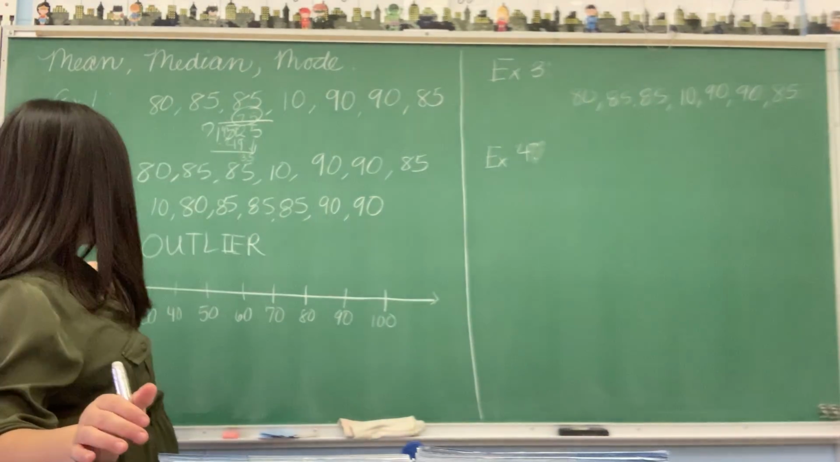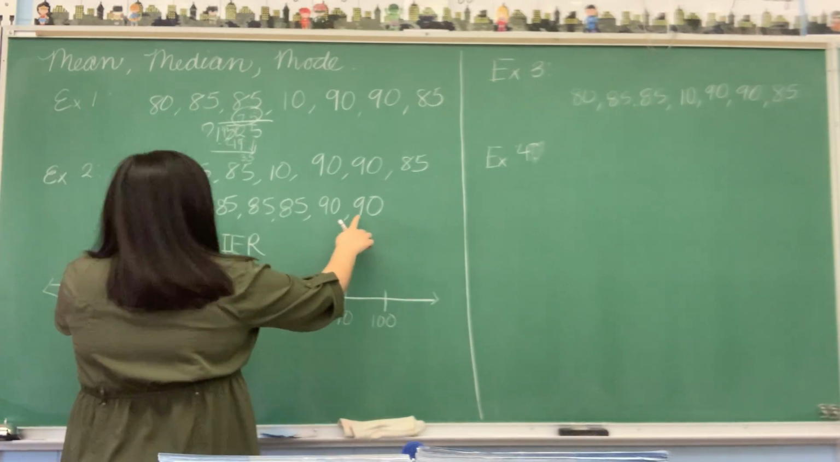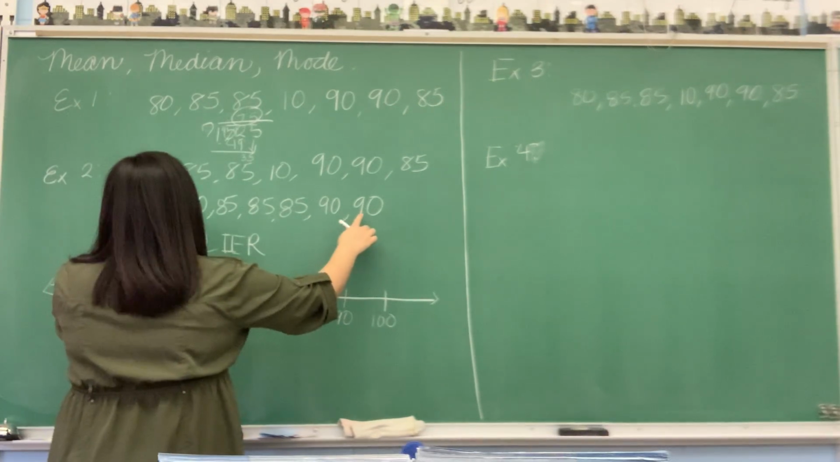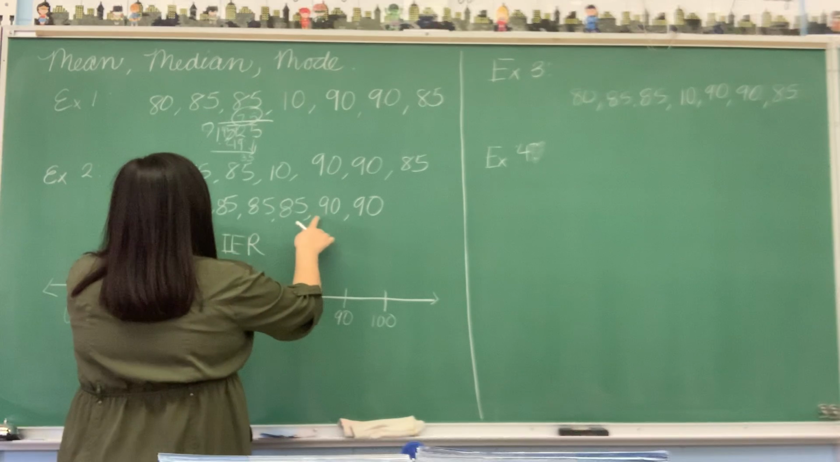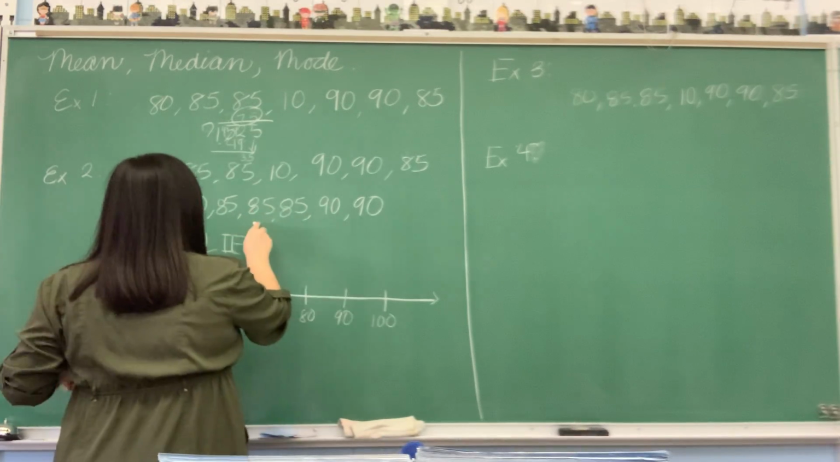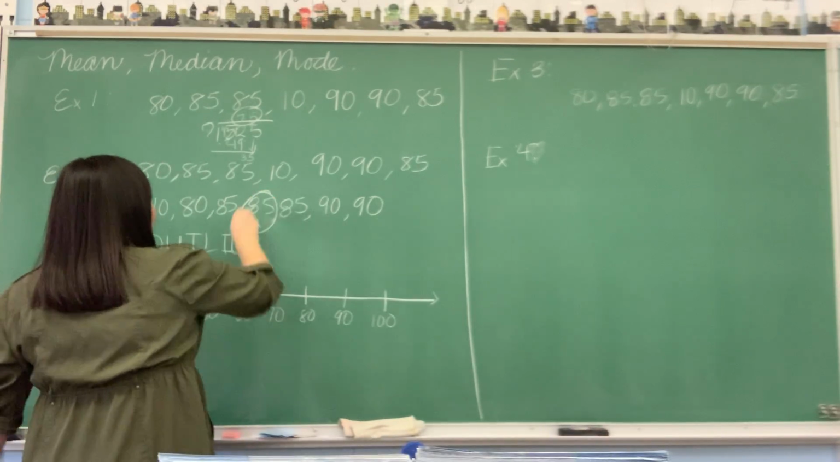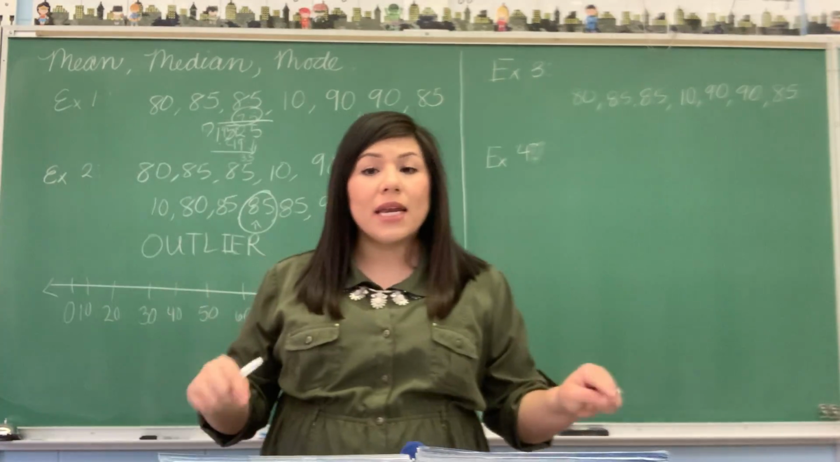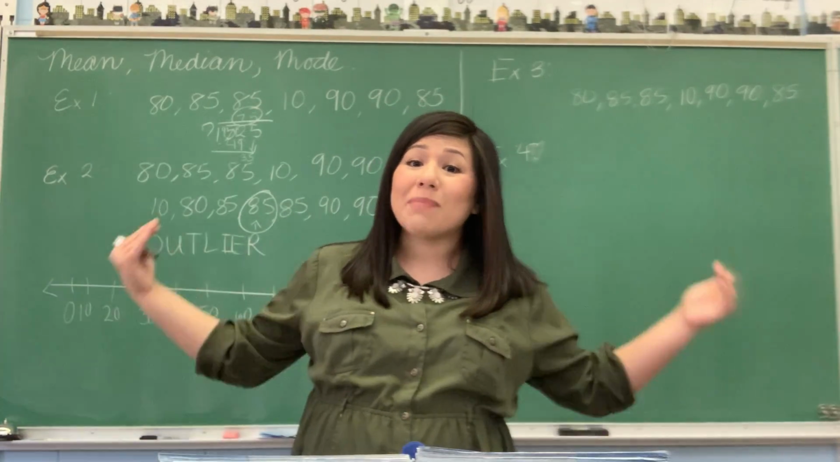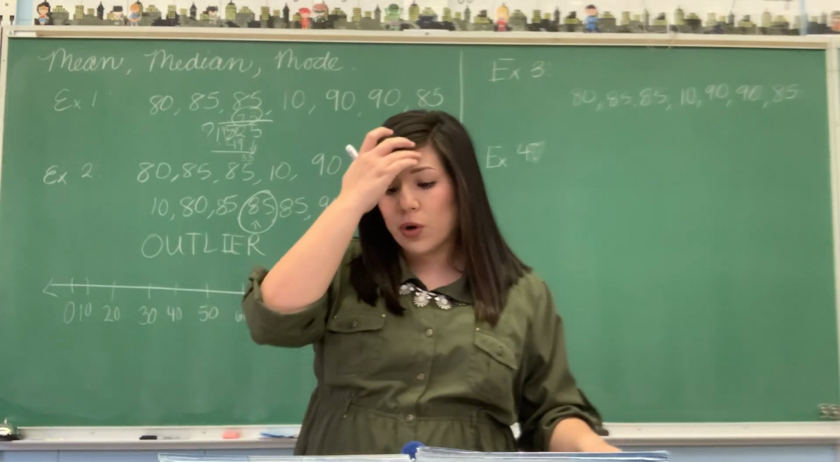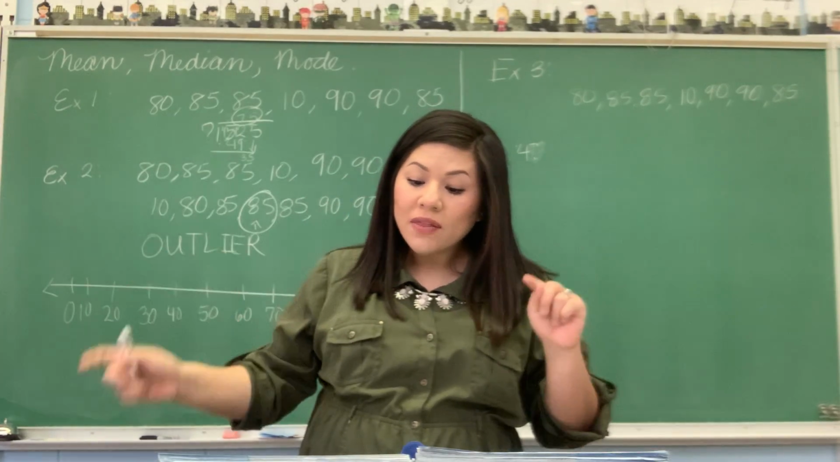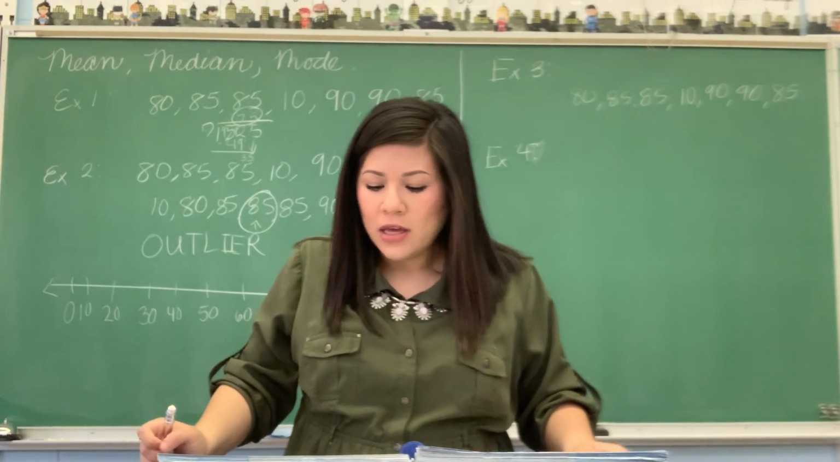Now we have these in order. What is the middle number? When we start on the inside here, we look for the middle number. I have these two numbers, these two numbers, these two numbers, and my middle number is 85. So my median would be the number right smack down the middle when these numbers are put in order. So the median here is 85.